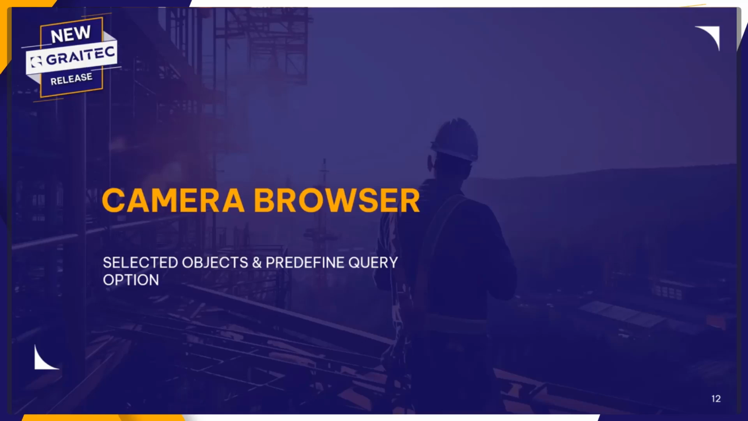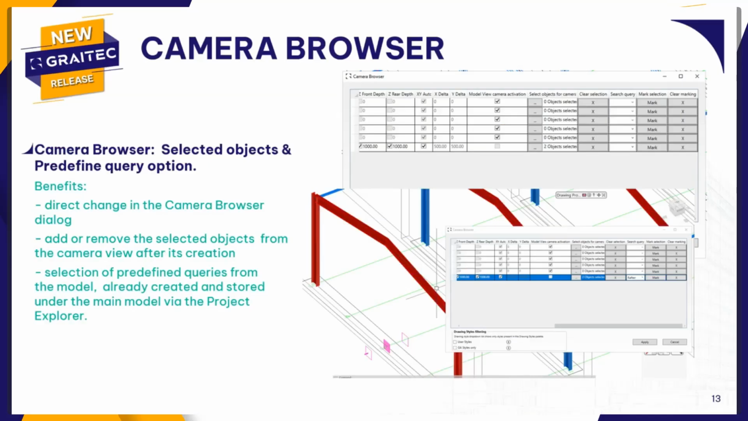The next topic is related to camera browser and the new options we have, selected objects and predefined query functionalities. The benefits of these two options that we have now in the dialog of camera browser are the fact that you can do a direct change in the camera browser dialog. You can add or remove selected objects from the camera view after its creation, and the selection of predefined queries from the model. If you remember, the queries are stored in the main model via the Project Explorer.